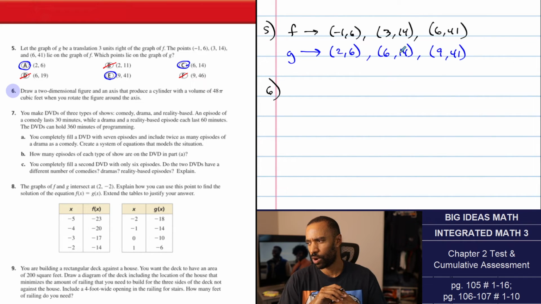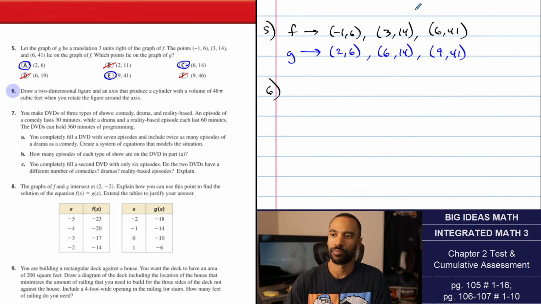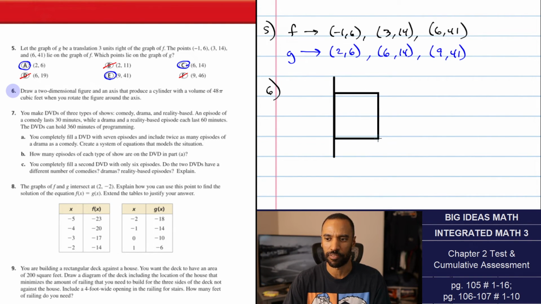This was section 1. Cross sections was 1.3. I think this was section 1.4. So to produce a cylinder, you need some sort of rectangle or square around an axis. So I could do something like this right here. But they need specific numbers, right?